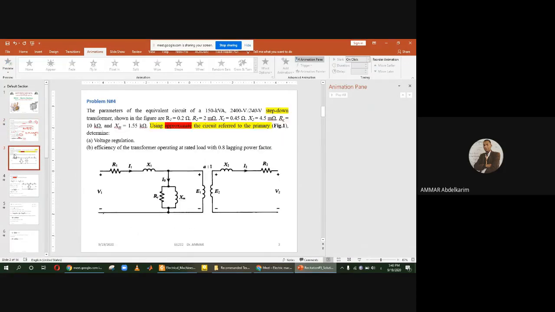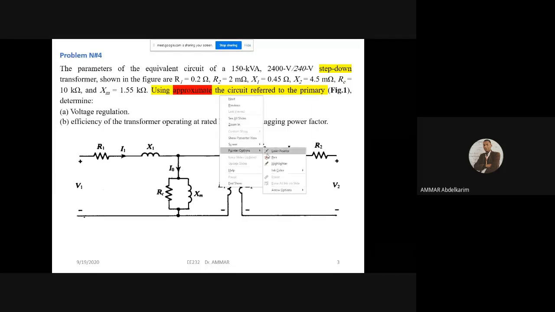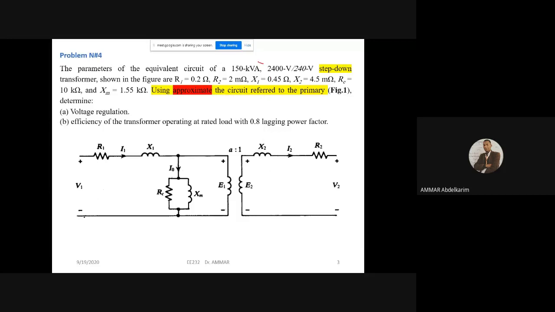Let's pass to problem number 4, which is more complicated than the previous one. Problem number 4: the parameters of the equivalent circuit of a 100 kVA transformer. You always see that the transformer is defined by its apparent power. The high voltage is 2400 volts and the low voltage is 240 volts, so it's a step down transformer. This is the equivalent circuit of the transformer, a general equivalent circuit, not referred to the primary or to the secondary.